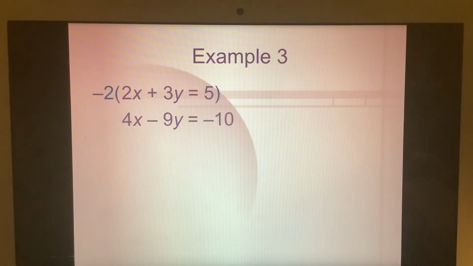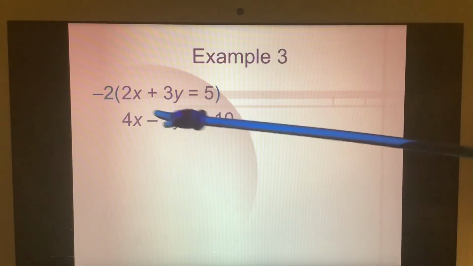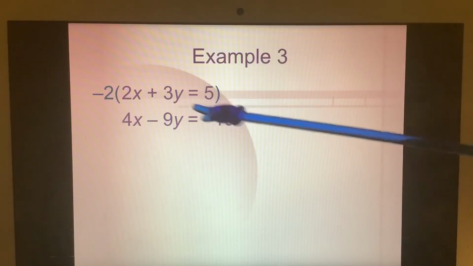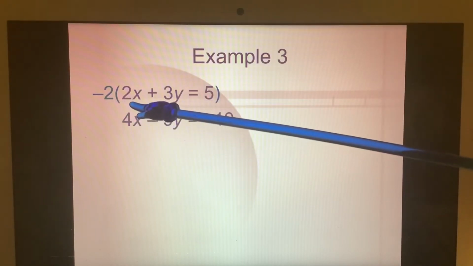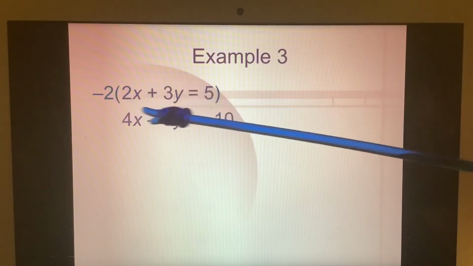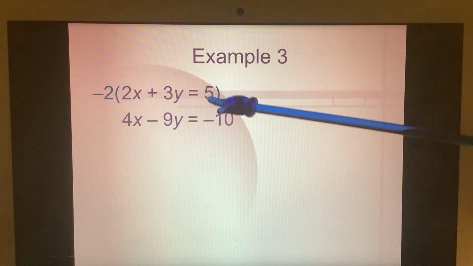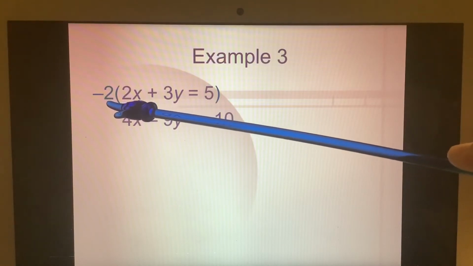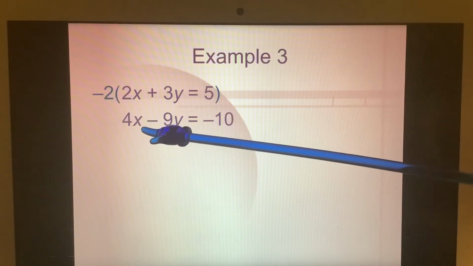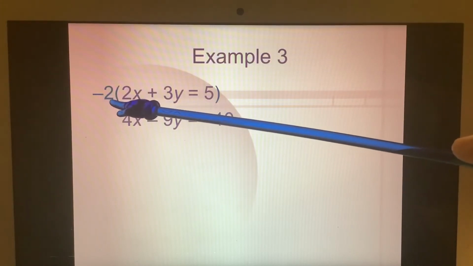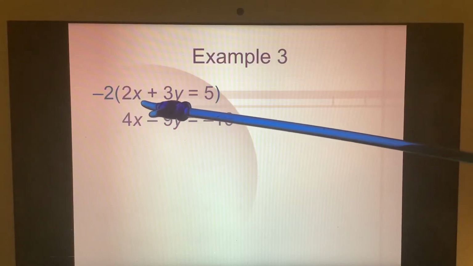So the multiplication property of equality means that whatever I do to one side of the equation, I have to do to the other side as well. If I'm going to multiply by -2 on one side of the equation, I need to do the whole thing to the other side as well. Now, you're probably wondering, why am I multiplying by -2? Well, here's a 4x, right? If I multiply by -2 for this one, what is that going to give me? That's going to give me a -4x.